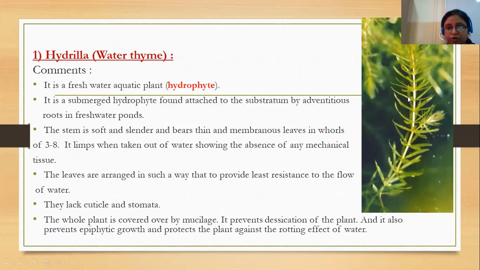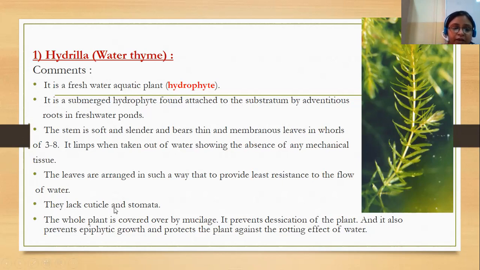So these leaves are not very well developed. These leaves are very thin and membranous and they are arranged in a whorl of 3 to 8. Why? Because in this condition of thin and membranous leaves, which are arranged at these nodes in a whorl of 3 to 8, they offer least resistance to the flow of the water. Since this plant is growing under the water, what will happen with the flow of the current of the water? It will also flow with it. So in this state, it offers least resistance to the flow of the water. It can easily survive under the water.